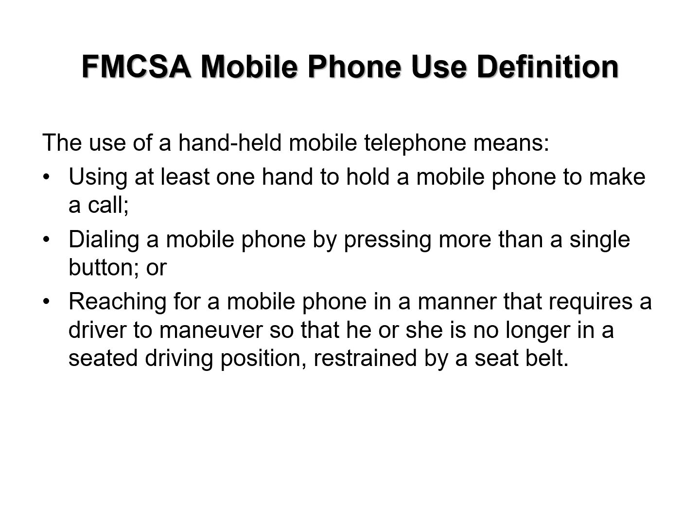Federal Motor Carrier Safety Act mobile phone use definition. The use of a handheld mobile telephone means, per the FMCSA definition, using at least one hand to hold a mobile phone to make a call, dialing a mobile phone by pressing more than a single button, or reaching for a mobile phone in a manner that requires a driver to maneuver so that he or she is no longer in the seated driving position restrained by a seat belt. Again, this is the FMCSA definition for commercial vehicles.